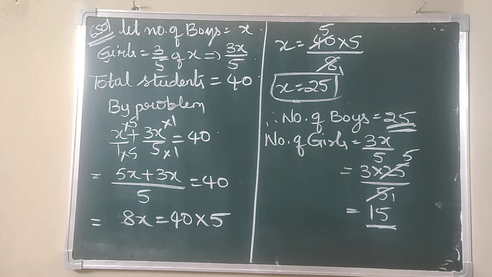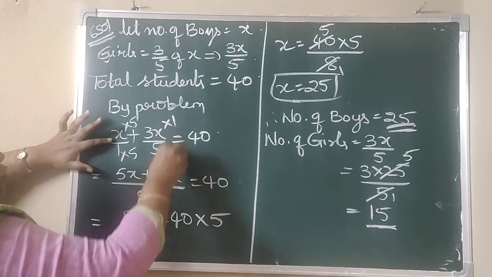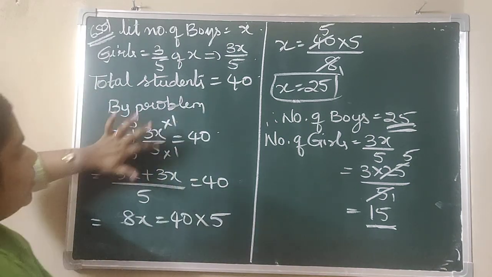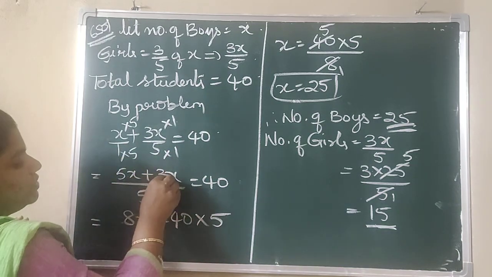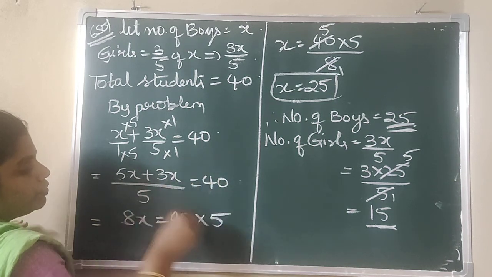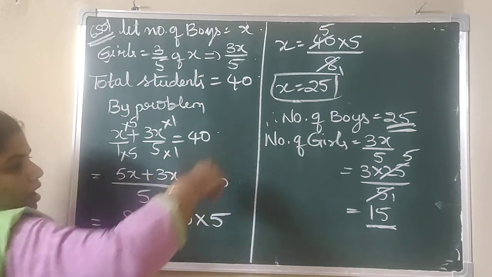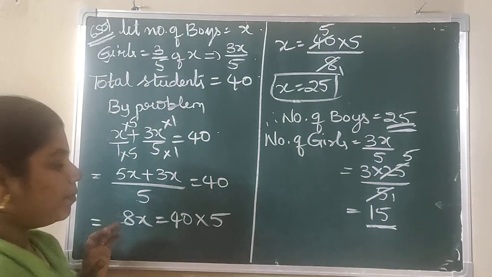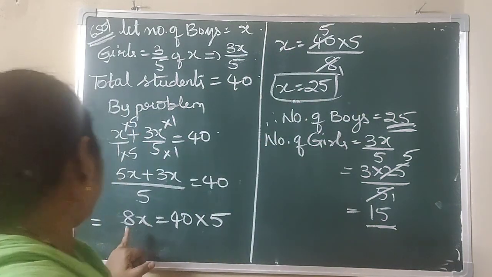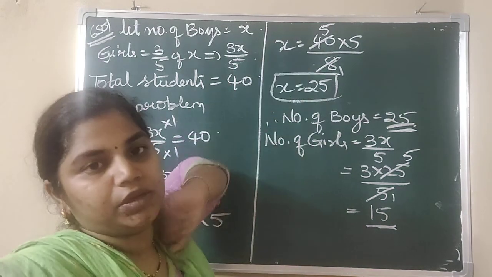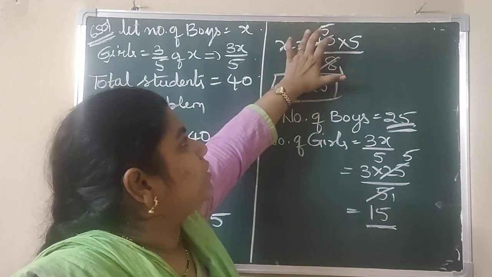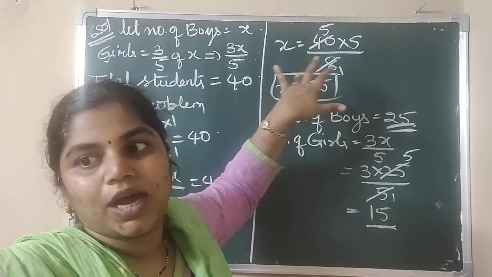So if you take the LCM of 1 and 5, what is the LCM of 1 and 5? The LCM of 1 and 5 will be 5 itself. So 5 into x is 5x plus 3x into 1 will be 3x by 5 is equal to 40. So 5 plus 3 will be 8x equal to 40 into 5, because it is in the form of division. After transposing, that will become multiplication. So I am transposing this 8 also. This is in the form of multiplication. If you transpose, that will become division. 8 ones are 8, 5 5s are 25. So the x value is 25.